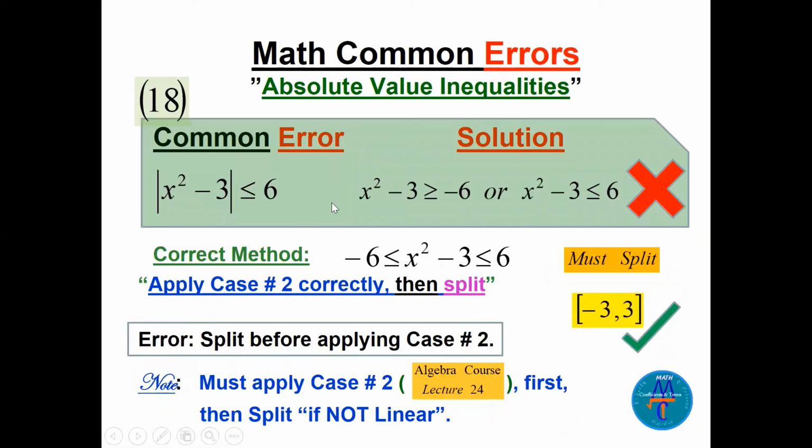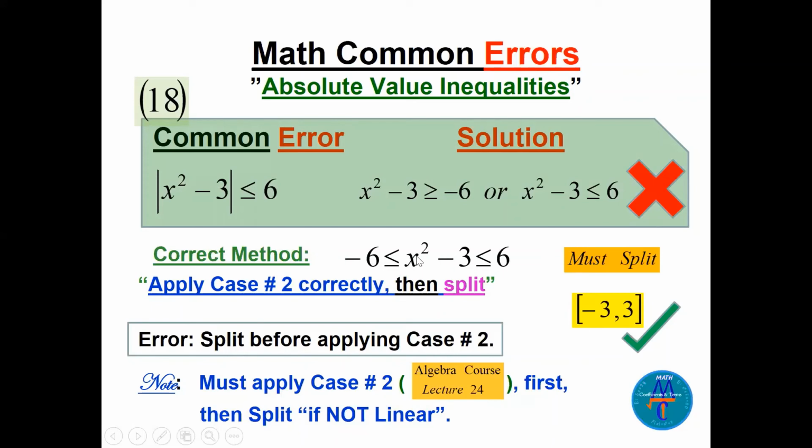Now, another mistake we can see here, look here. Absolute value of x squared minus 3 less than or equal to 6. If you take this as greater than minus 6, or, as we mentioned before in number 17, that's wrong. The correct way is to apply case number 2. Then you split. Don't split before. So you apply case number 2: the whole expression x squared minus 3 between minus 6 and 6. You must split now. So you take this one, intersection the other one, then the final solution is there.